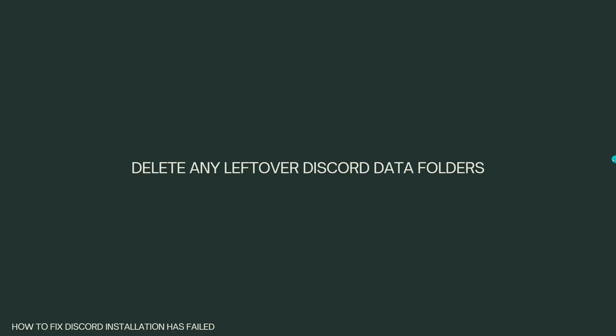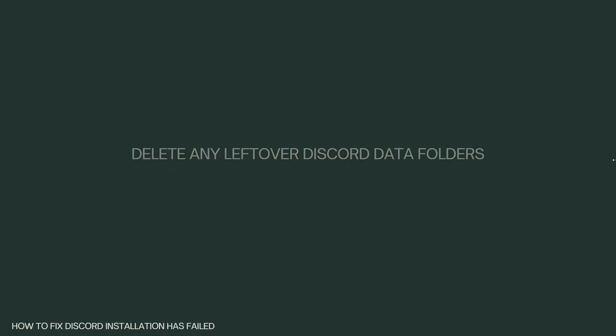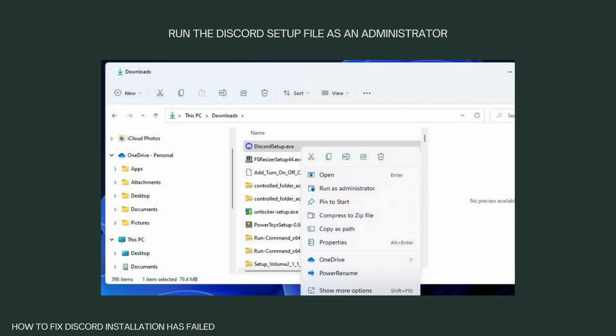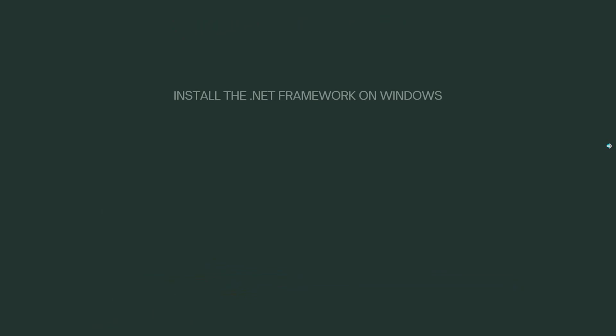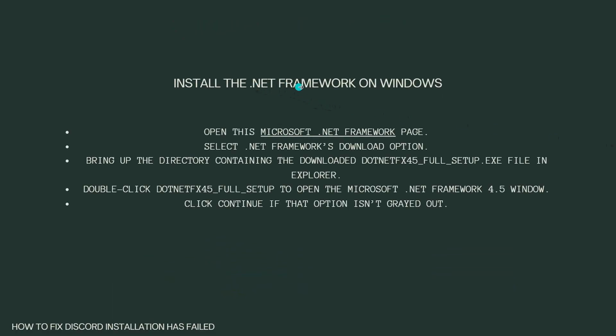So once you've deleted any leftover Discord data folders, the next thing that you need to do is to run the Discord setup file as an administrator. Just go ahead and locate your Discord setup.exe file, then right-click on it and select Run as Administrator. Then, install the .NET Framework on Windows. So to do that, follow these steps.